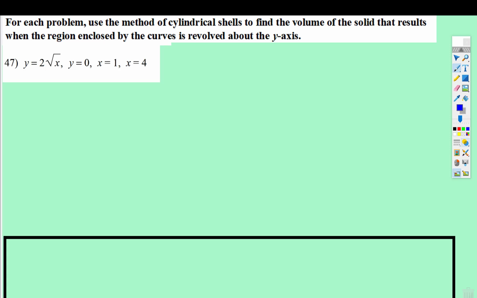Okay, for each problem, use the method of cylindrical shells to find the volume of the solid that results when the region enclosed by the curves is revolved around the y-axis. So this one's interesting because when it says it's revolving around the y-axis, you still want the upper and lower bounds to be x's, and it'll be dx. So when it's a cylindrical shell, even though that says y-axis, we're still going to be dealing with the x's, and I'll show you what I mean.